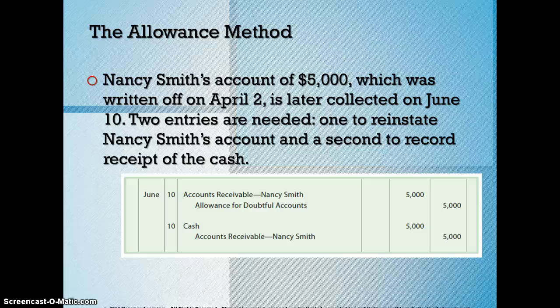All right, so we can reinstate an account just like we did with the direct write-off method as well. So we wrote it off back in April, but on June 10th, Miss Nancy Smith comes in to pay. So all we have to do is reverse the entry that we had for April 2nd and then record the cash that she is paying us. So just like we did for the direct write-off method.